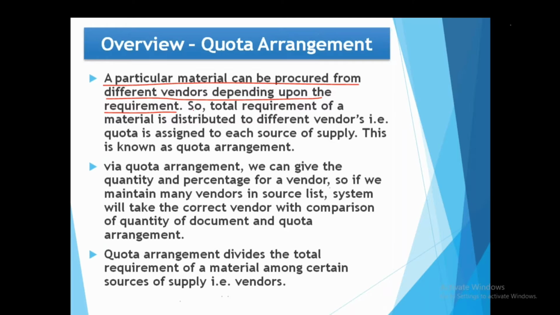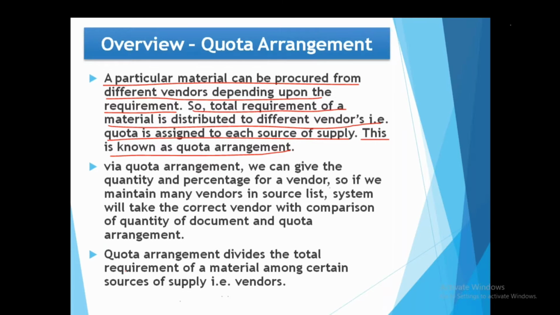So the total requirement of a material is distributed to different vendors. That is, quota is assigned to each source of supply. This is known as quota arrangement. That means, let's say you want to procure 100 kg of a material. Instead of giving this 100 kg to a single vendor, single supplier, you distribute that 100 quantity to different vendors in some proportion. That is what is called quota arrangement.